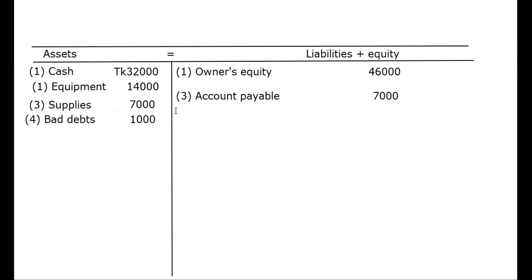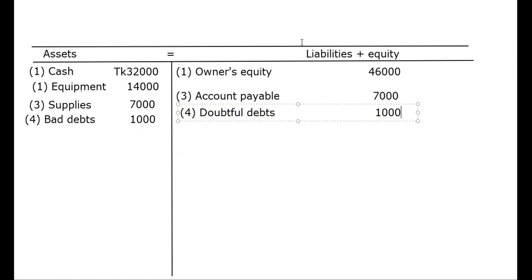Then number four, you have also considered bad debt, doubtful debt. Doubtful debt should be 1000. That will ultimately decrease your equity. That's why on this side the equity situation will be changed.